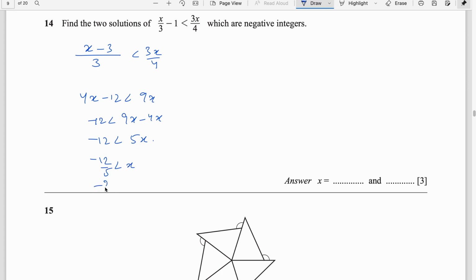I'm multiplying both by 2 to convert it into a decimal. This is minus 2.4. So the negative integers greater than minus 2.4 are minus 2 and minus 1.